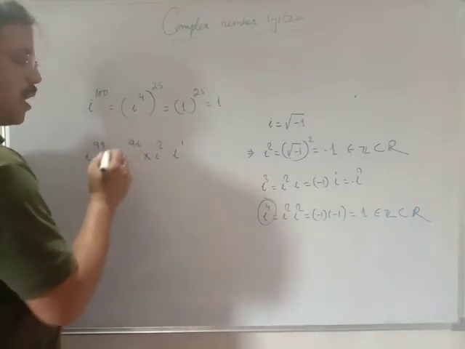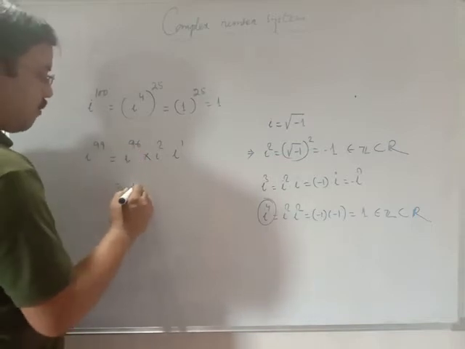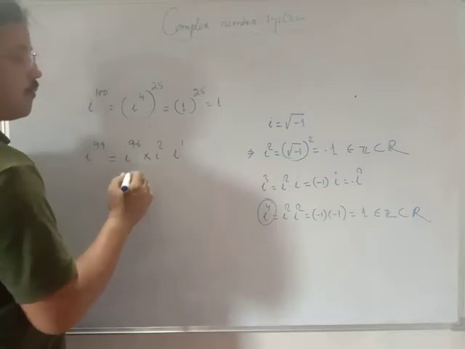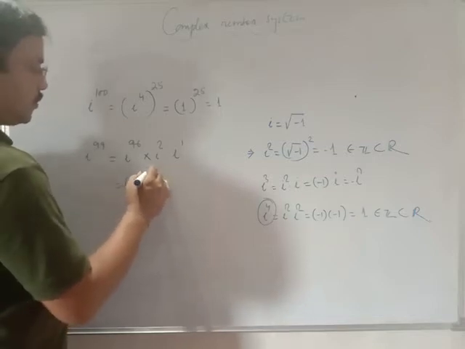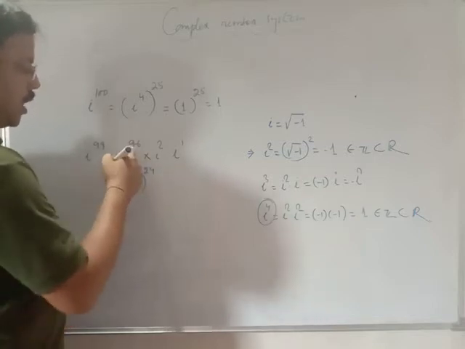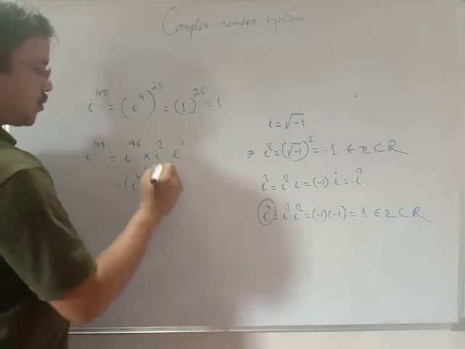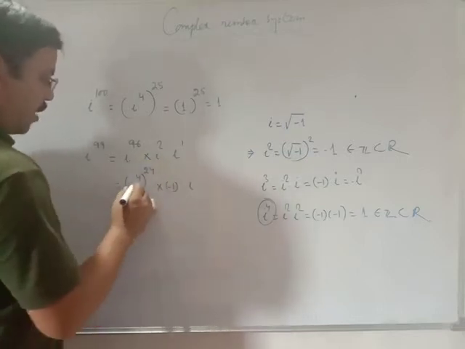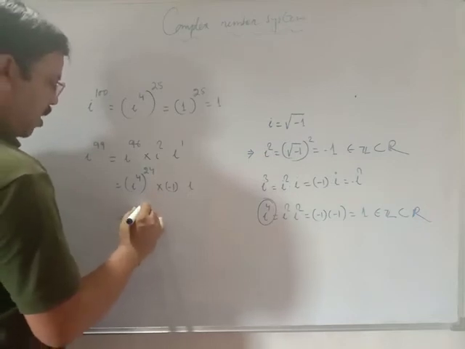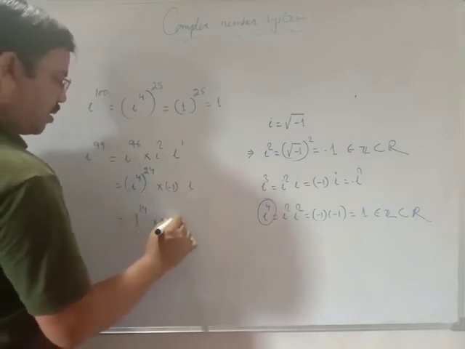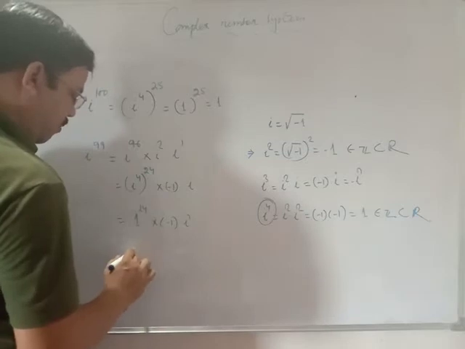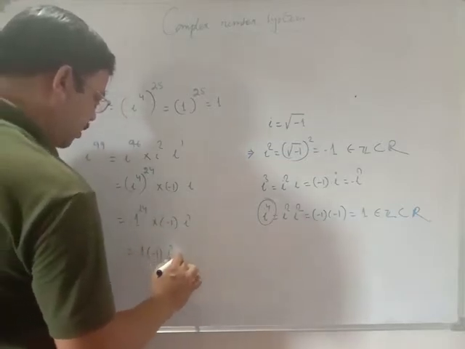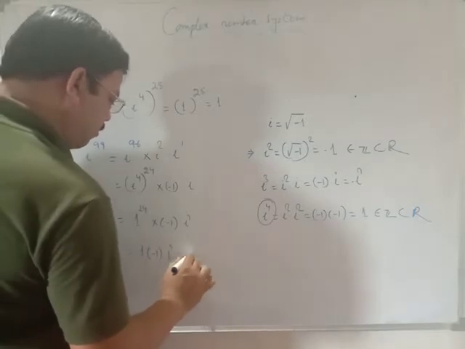Why is it i to the power 96? Because 96 is a multiple of 4. It can be written as i to the power 4 whole to the power 24, which is 96, into i square. i square is minus 1 and it is i. i to the power 4 is 1. 1 to the power 24 into minus 1 into i. 1 to the power 24 is 1, into minus 1 into i, is equal to minus i.